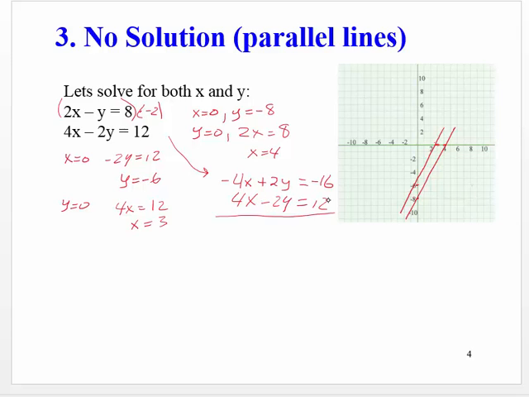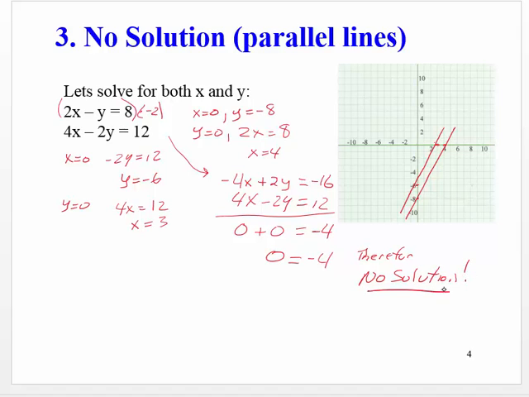When I add those up, both these eliminate. Minus 4x plus 4x is 0, plus 0 is equal to a minus 4. I get a nonsense answer. 0 is equal to minus 4. Nonsense. Therefore, no solution.